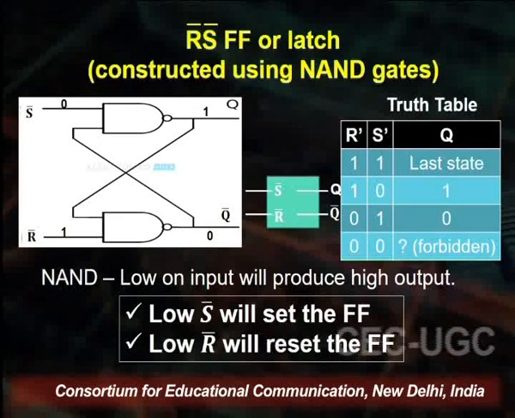When we tried S equal to 1 and R equal to 1, then the output state of the flip-flop was forbidden, because both Q and Q bar returned the same values, which are not allowed in digital electronics. Q and Q complement, or Q bar, should always be opposite to one another. Hence, we inferred that the S equal to 1, R equal to 1 state was not allowed in the SR flip-flop.